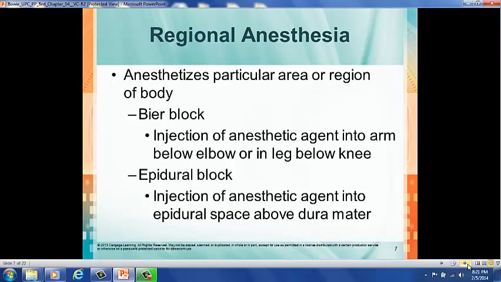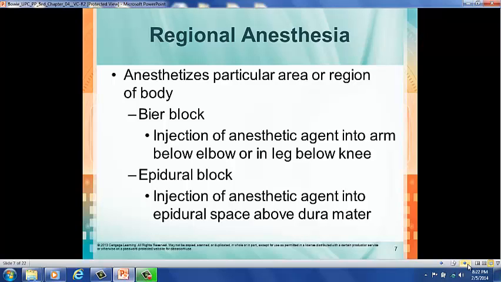Regional anesthesia, as the name suggests, anesthetizes a particular area or region of the body. This is accomplished through nerve or field blocking. The anesthetic is injected along a major nerve track, thus interrupting the nerve conductivity in the regions of the body. This type of anesthesia also is referred to as block anesthesia or conduction anesthesia.